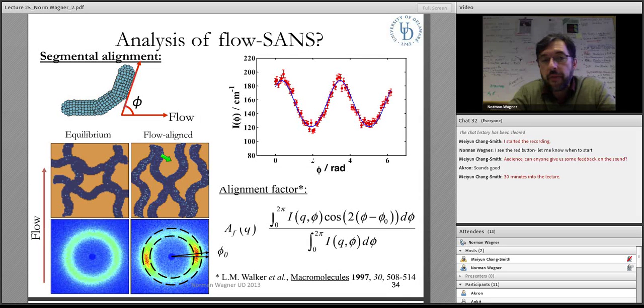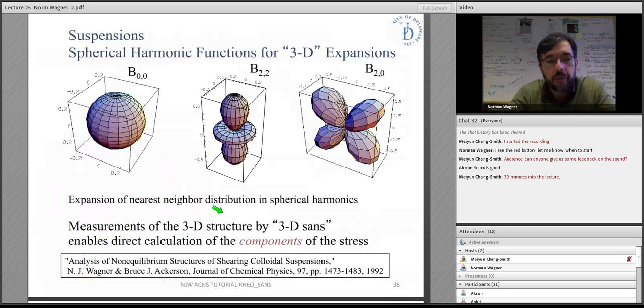So our alignment factor can range essentially from 0 to 1 for most materials, but it can be negative for some specific materials like clays, which might organize in various different ways. Now, coming back to the suspensions, the derivation of this is more involved than we have time to cover, but the basic idea is to take that structure factor, which is no longer isotropic, and to expand it in some basis set to work with.